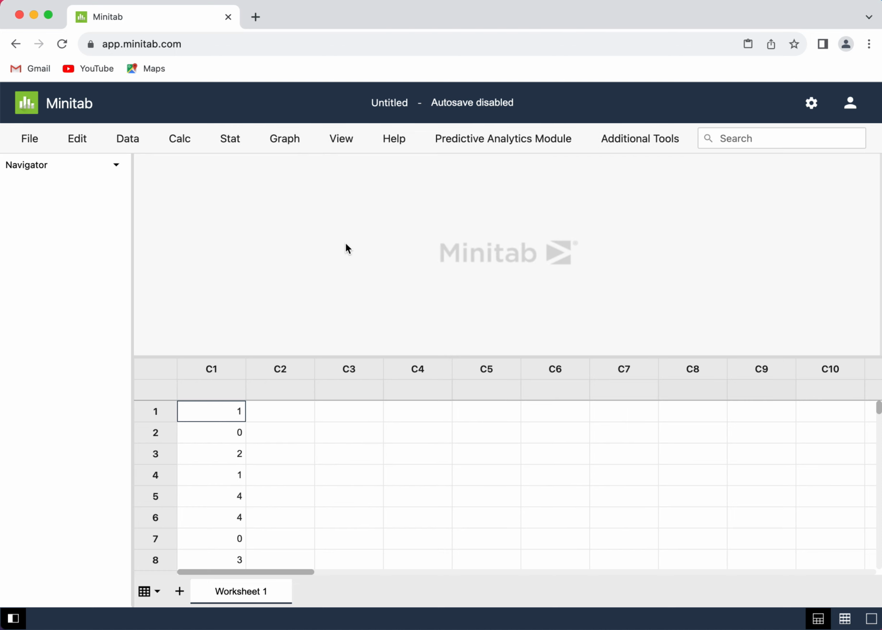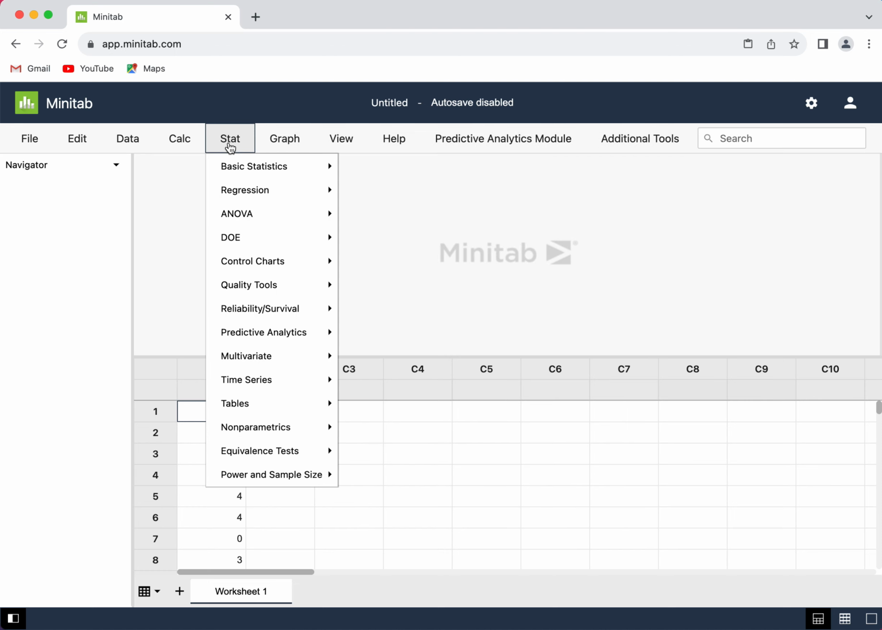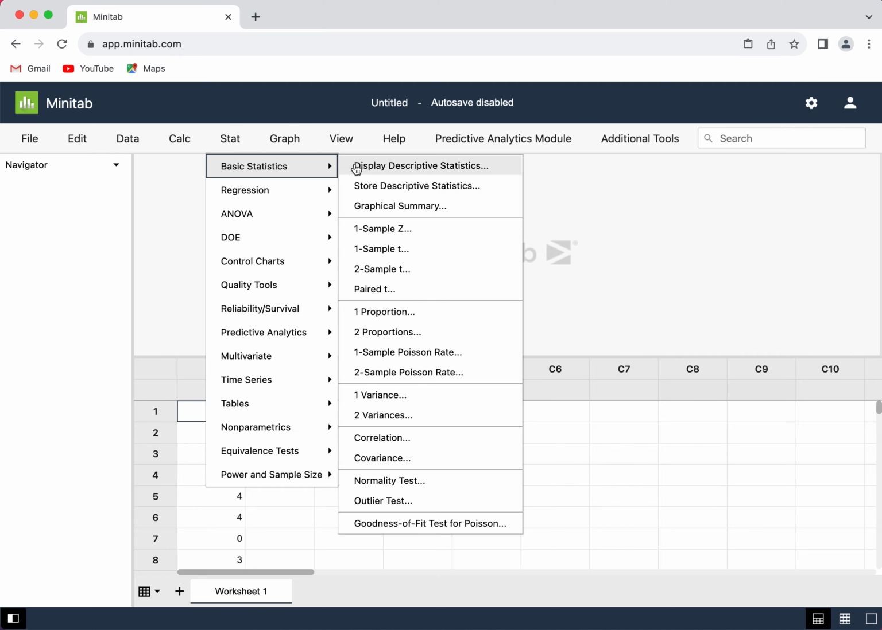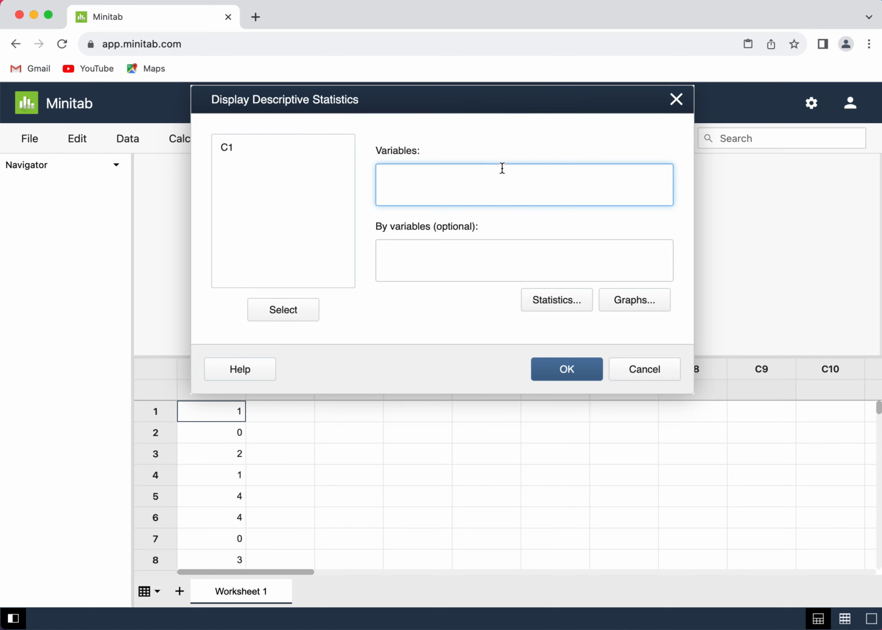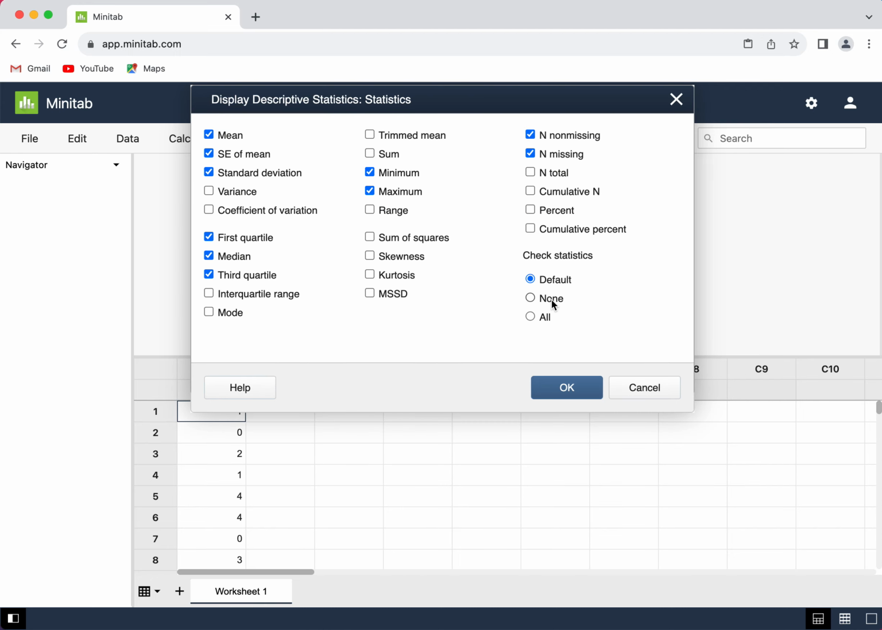Next, what I'm going to do is go to Stat, Basic Statistics, and then click on Display Descriptive Statistics. Now I need to select the column that contains the data that I want statistics about. Then I click on Statistics, and here I can check the statistics that I want to see.